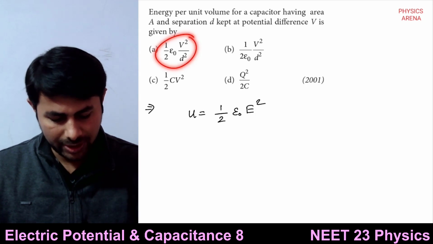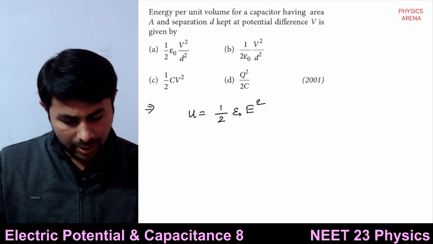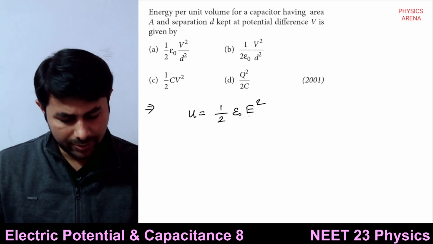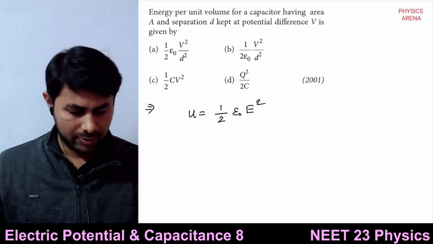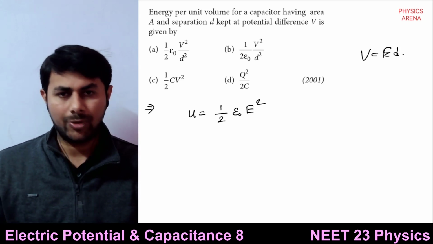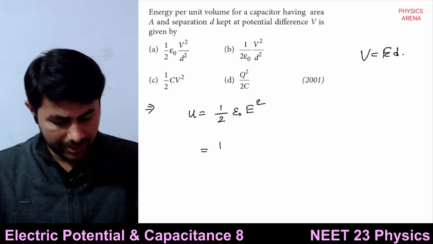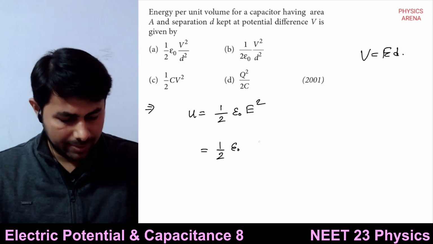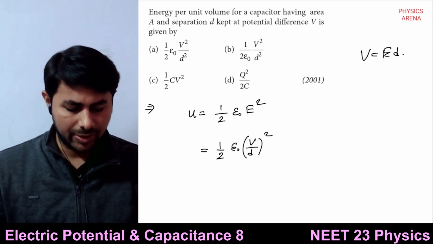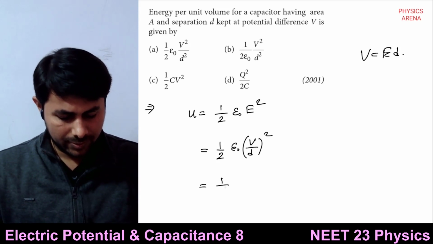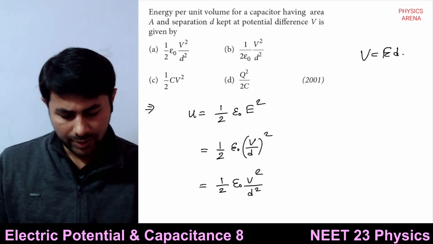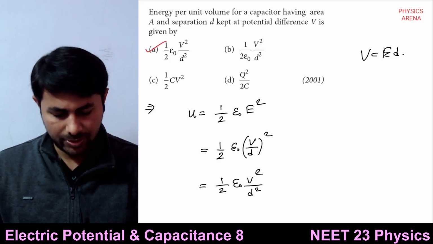So it is either option A or option B. It is option A, because V is equal to E times D, so E is V upon D. So half of epsilon naught times V by D square, which is V square by D square. So this is option A.